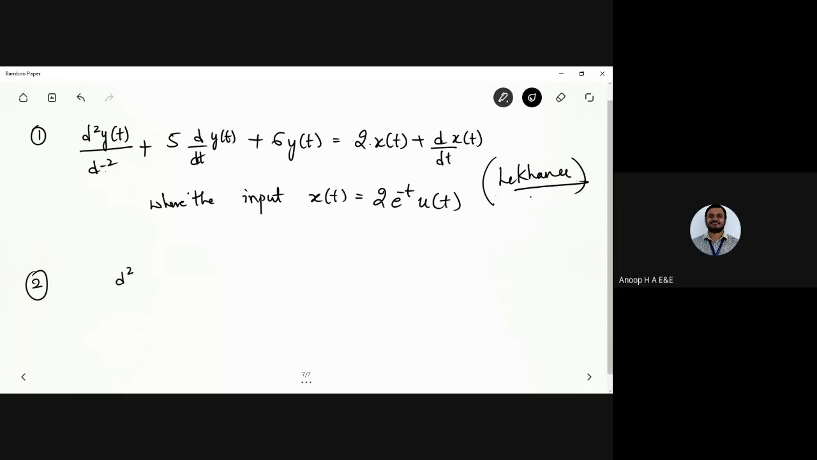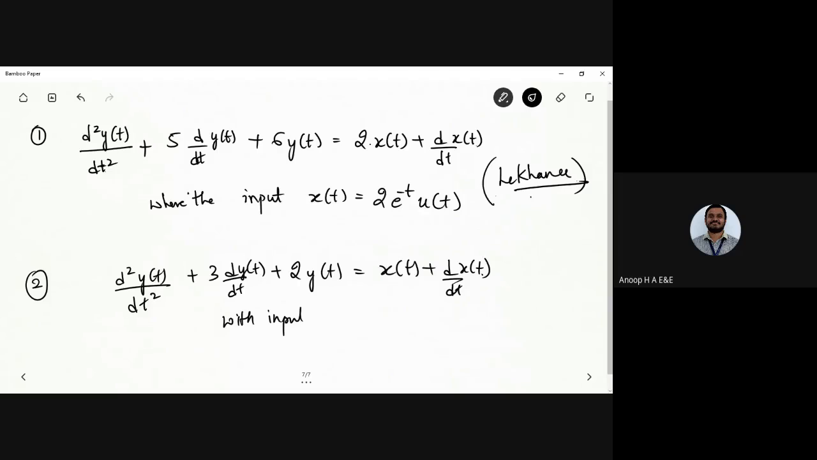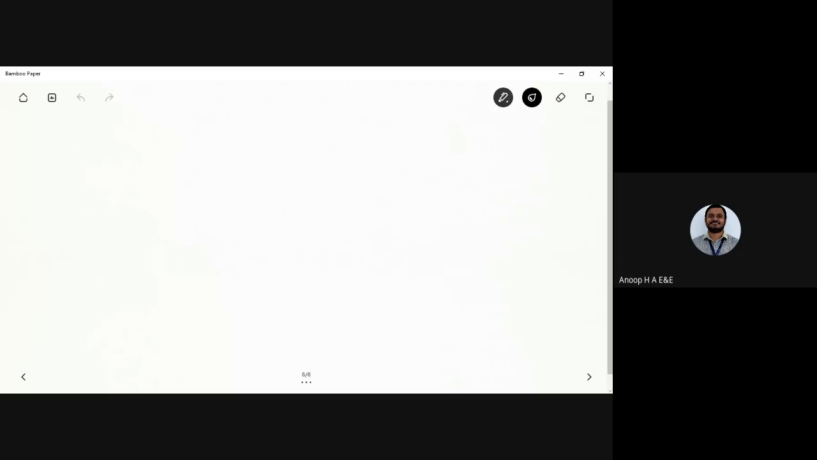So the second problem would go like this. You have d squared y of t divided by dt squared plus 3 d by dt of y of t plus 2 y of t, that would be equal to x of t plus d by dt of x of t, with input x of t equals 5 into u of t. So this one Sharan will do it, Sharan GM. So both the problems are being given there, right?